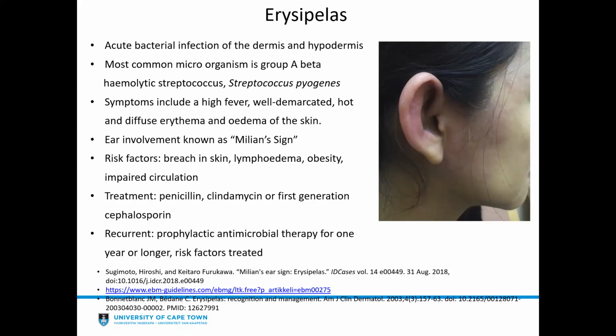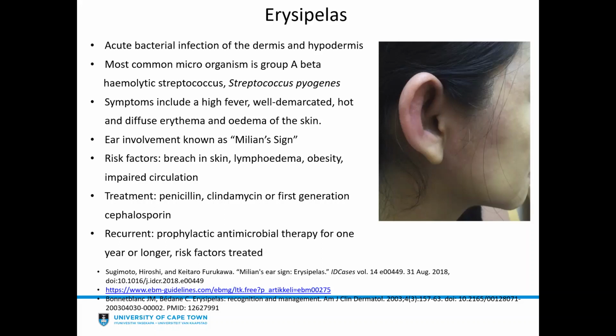The symptoms include a high fever. It's often a well-demarcated diffuse erythematous and edematous rash. And when it involves the face and the ear, this clinical sign is known as Milian sign, and this helps distinguish clinically this condition from just general cellulitis of the face.